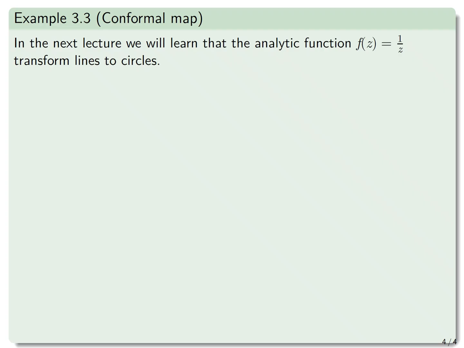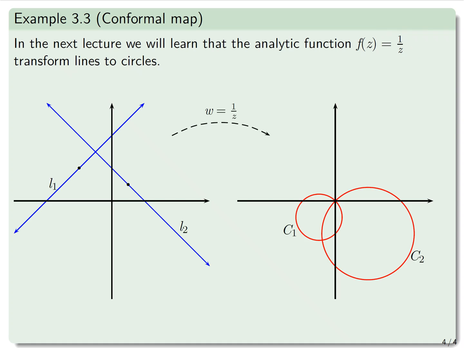So we can actually look at an example. One of the very important examples is the function f(z) equals 1 over z, which we know is analytic except at the origin. This one is going to transform lines to circles, which we're going to discuss in the next video. We have two lines, L1 and L2, transformed into two circles, C1 and C2. We can look at more details and why this happened in the next video. We're going to do some calculations, and you can see that if you start with the equation of a line, you end up with the equation of a circle.